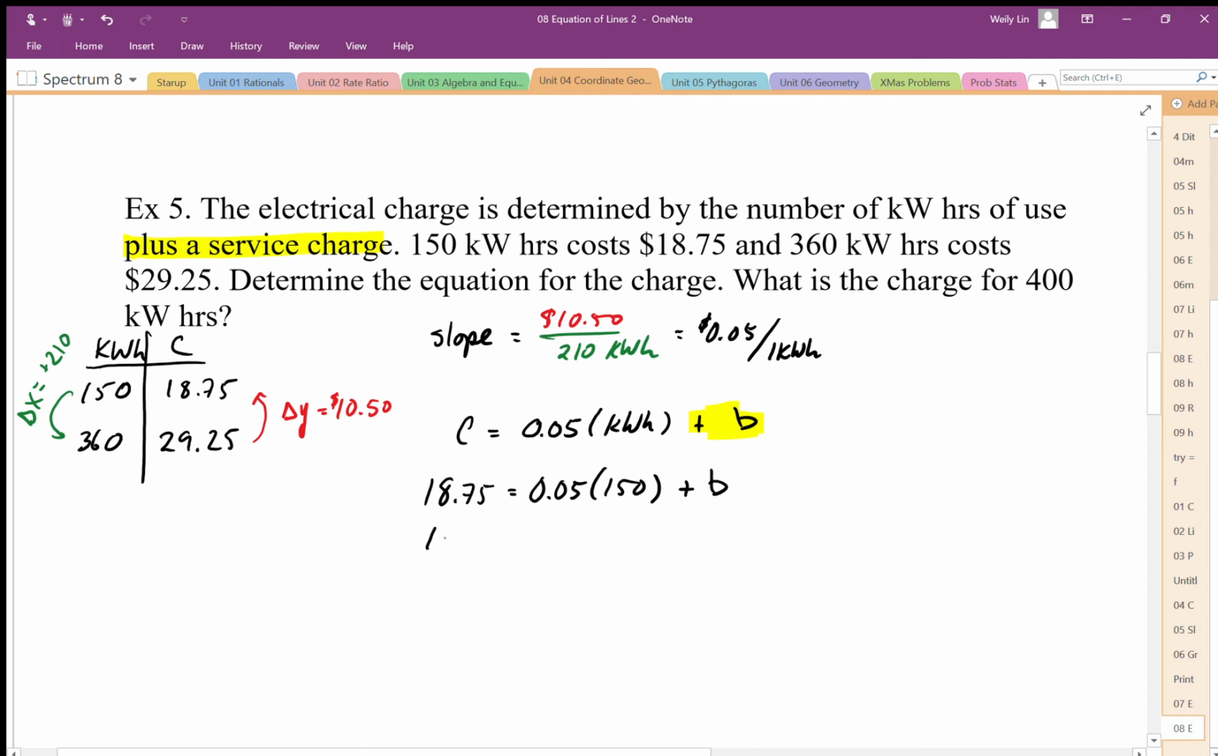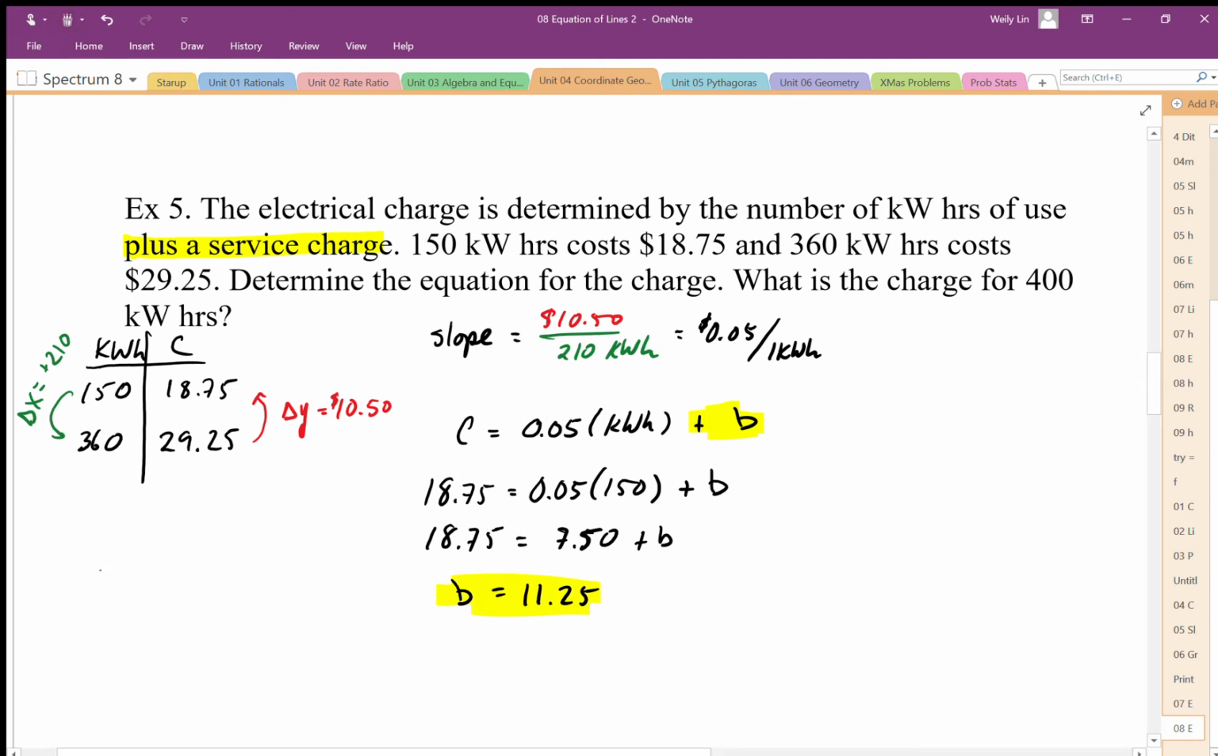So we get 18.75 is equal to 7.50 plus b. I'm going to subtract $7.50 from both sides. I end up with $11.25, and that is my starting amount, or in this case, my service charge. That's the amount I get charged before I get charged my rate.